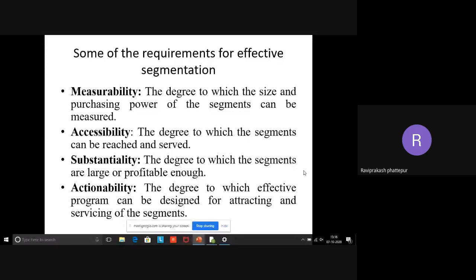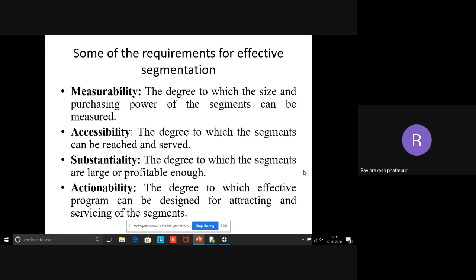Next is actionability, the degree to which effective programs can be designed for attracting and servicing the segments. So can you provide them with any effective program so that people can know your service or your product, understand it, and then they can have it or purchase your product or the service.